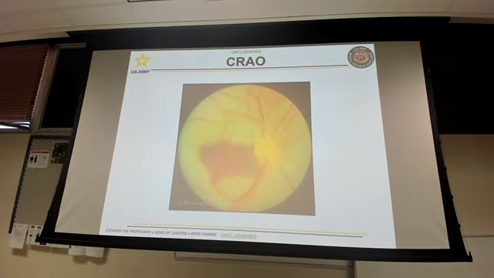Here's that macular sparing that we were talking about. So pale fundus, and then now instead of just a cherry red spot, you have this area that is a little bit pigmented. It's a little bit more red in color.